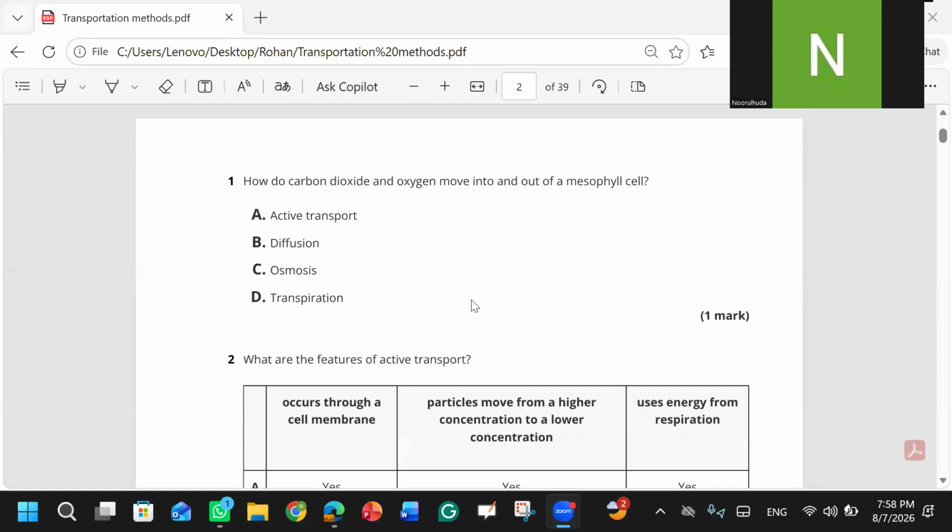Worksheet. First question is, how do carbon dioxide and oxygen move into and out of the mesophyll cell?